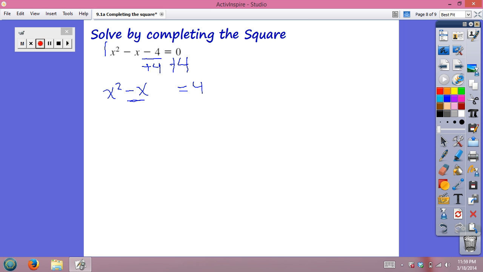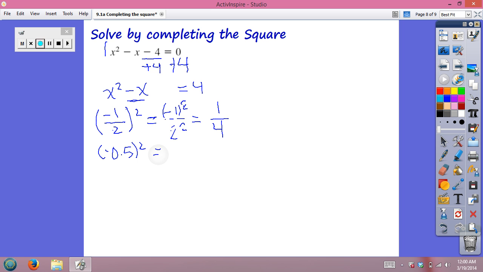So then we take our b value, which is a negative 1, divide it by 2, and square it, which is negative 1 squared over 2 squared, which is positive 1 over 4. And again, if you don't like the fractions, we know that 1/2 is negative 0.5 squared, which is 0.25.